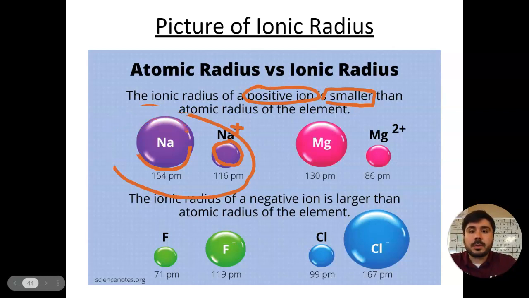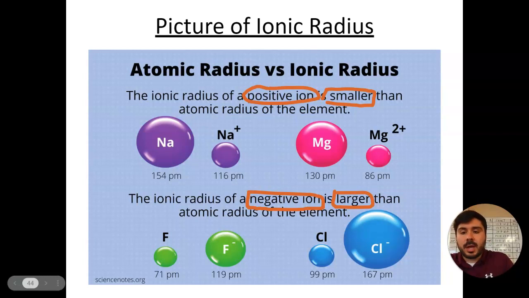Now, if we erase some of this here, let's go through that. Okay, positive ion, smaller. Now let's look at the bottom here. The ionic radius of a negative ion is larger. Larger, larger, larger.